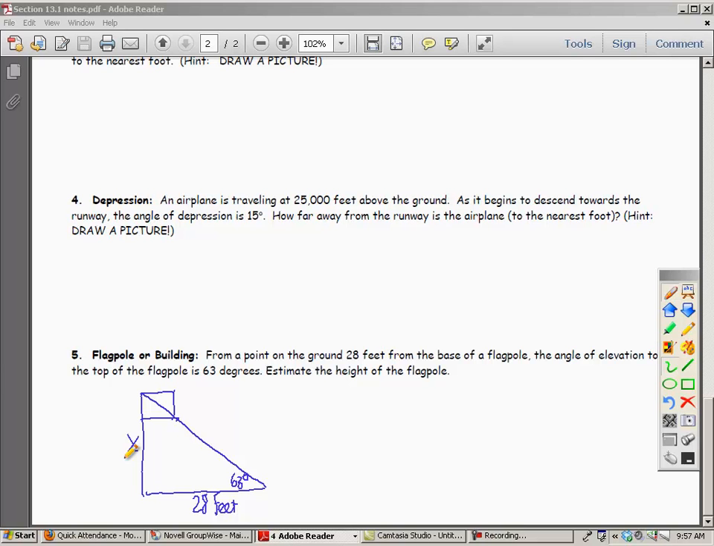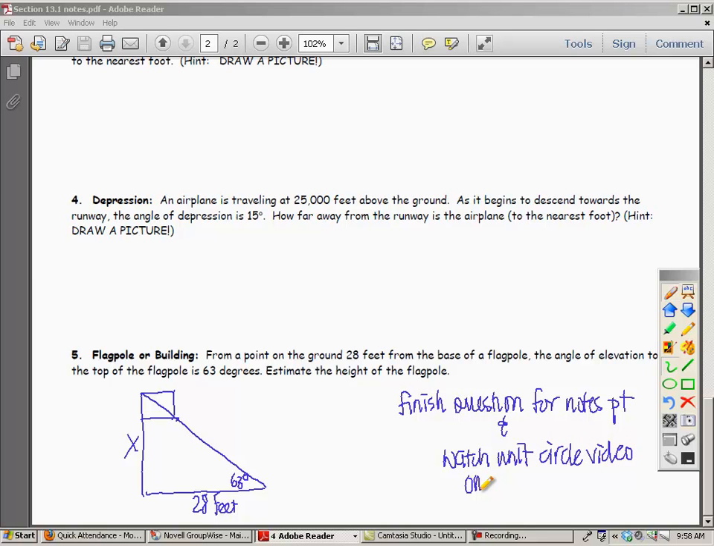Now, second thing, you also tonight have to watch the video on exact trig values for the unit circle. So that's the second piece, because that exact trig value is part of what's on your homework for 13-1. So tonight, finish this, okay? Finish this question for notes points, and watch the next unit circle video on exact trig values.